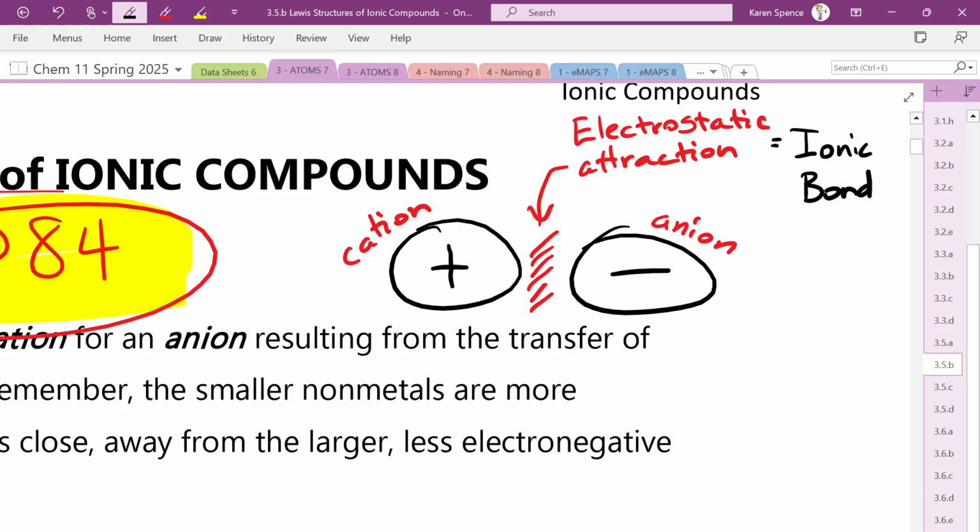But there's all sorts of different electrostatic attractions. In fact, every single bond is due to electrostatic attractions. Ionic bonds are because of electrostatic attraction. Covalent bonds are because of electrostatic attraction, just not between ions, right? An ionic bond is the electrostatic attraction between ions.